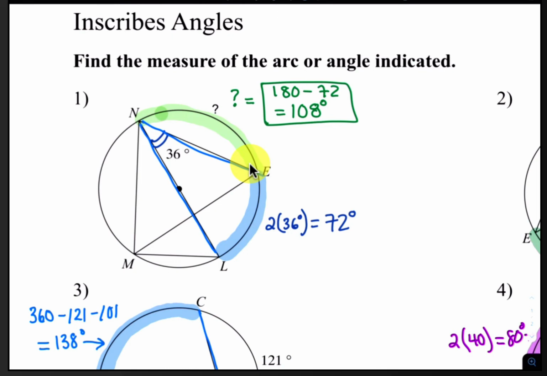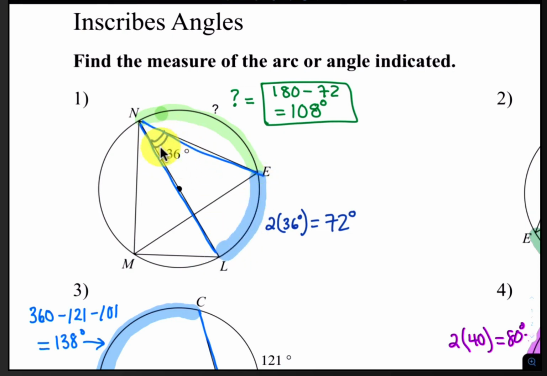E. Well, to figure out the arc from N to E, we first need to figure out the arc from E to L. And then, once we figure out the arc from E to L, we can see that the arc from N to E to L, all of that is a semicircle, which is 180 degrees. So how do we figure out the arc from E to L?